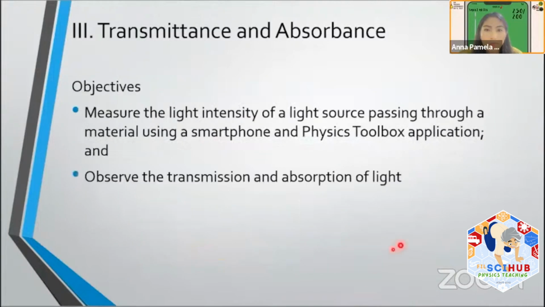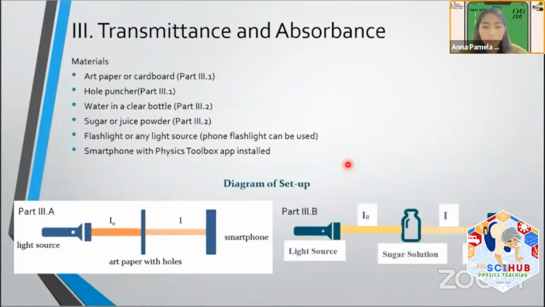The objectives of the experiment are to measure the light intensity of a light source passing through a material using a smartphone and Physics Toolbox application, and observe the transmission and absorption of light. The materials we are going to use are, for part 3.1, art paper or cardboard, a hole puncher, and for part 3.2, water in a clear bottle, sugar or juice powder. For both parts, we're going to use a flashlight or any light source, and a smartphone where you installed the Physics Toolbox application.